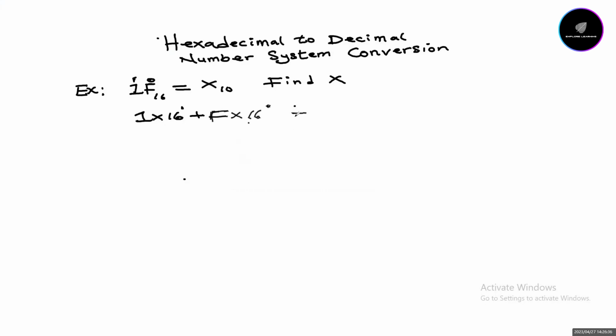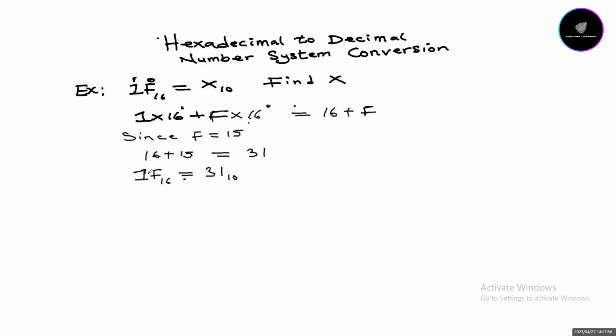So this will give us 1 times 16 raised to the power 1, which is 16, plus 16 raised to the power 0 is 1. 1 times F is going to give us F. Now, since we know from the hexadecimal table that F is 15, we have 16 plus 15, which will give 31. So we can say that 1F base 16 is equal to 31 base 10.